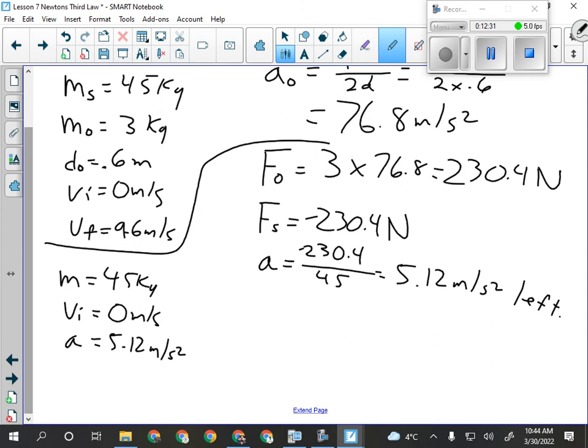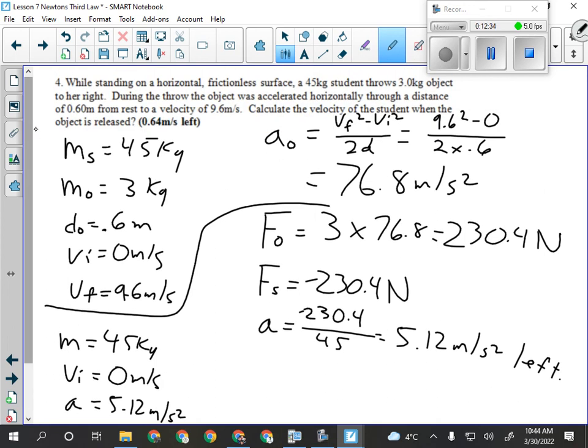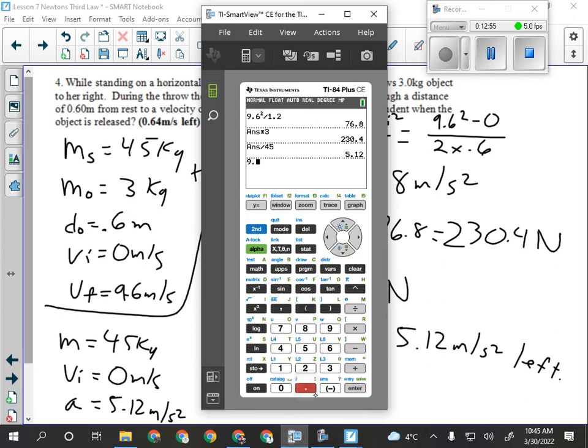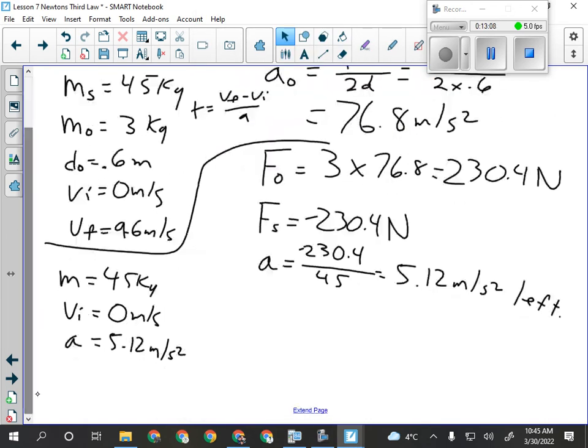So I'm going to go back to the object information where I've got VF, VI, and D, and I also have A because I've calculated it, and I'm going to calculate the time. I'm just going to go time equals VF minus VI over the acceleration that I calculated. So that'll be 9.6 minus 0 divided by 76.8. All right, so this is going to take 0.125 seconds. That's reasonable. It doesn't take you long to throw something. Okay, so 0.125 seconds. That I'm going to bring down here.